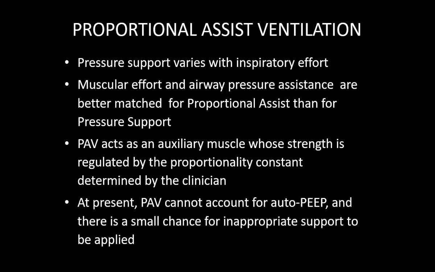What happens in many ventilators is that if you put the patient on pressure support, suddenly the patient's metabolic demands go high, either with fever or any other thing, or pain, and the patient starts taking deep breaths. Then you find many times that the ventilator is not delivering up to the mark. So now here the pressure support varies with the inspiratory effort. Muscular effort and airway pressure resistance are better matched for proportional assist than pressure support. PAV acts as an auxiliary muscle whose strength is regulated by a proportionality constant determined by the clinician. At present, PAV cannot account for auto PEEP, and there is a small chance of inappropriate support if applied in patients who are having auto PEEP.